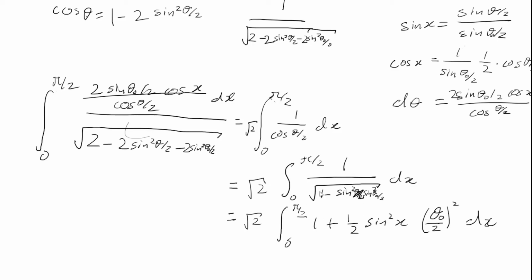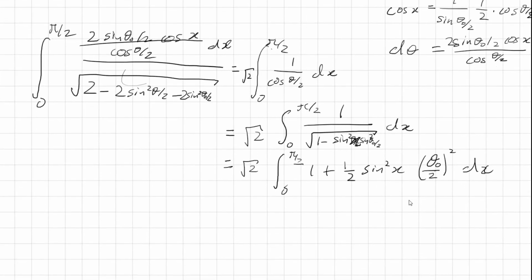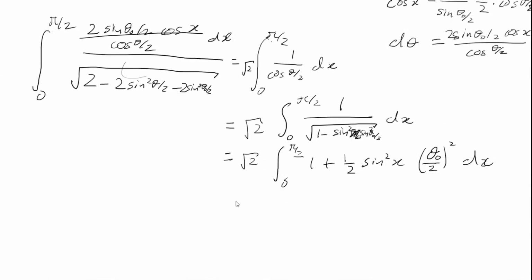And so this integral looks a bit annoying, but one thing you can use is that the average value of sine squared x over any interval of this kind is going to be 1/2. So it's equal to root 2 times, so this is just going to be pi over 2, and the average value is 1/2, so it's going to be pi over 2 times 1/2 times the value here, 1/2 sine squared x theta naught squared over 4.